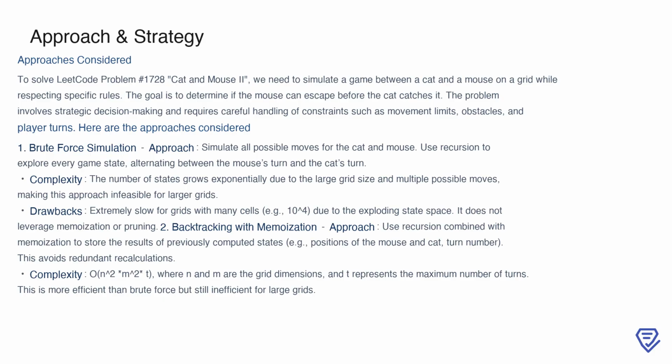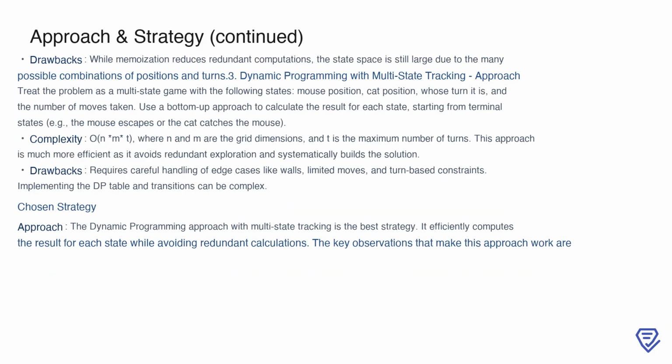While this approach is more efficient than brute force, as it prevents revisiting the same state repeatedly, it still struggles with the sheer size of the state space, especially on large grids with many turns and possible moves to consider. Although memoization improves efficiency, the problem remains challenging due to the vast number of potential position and turn combinations.